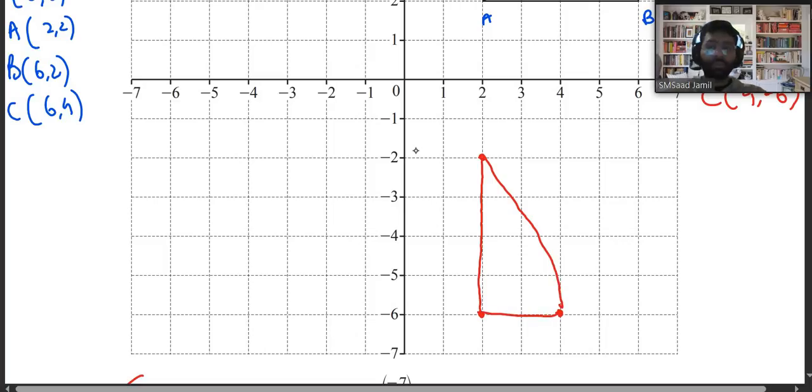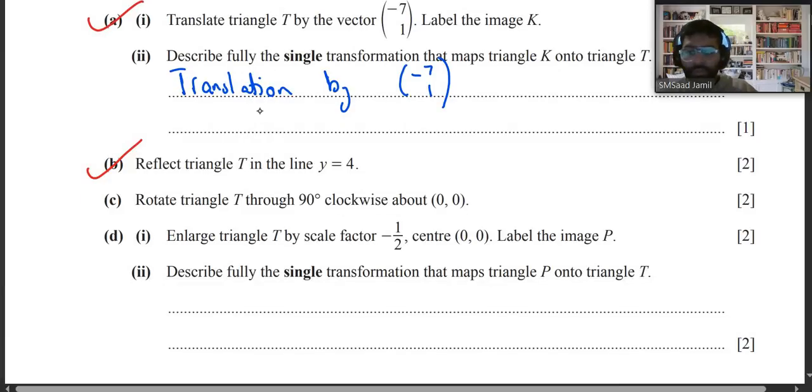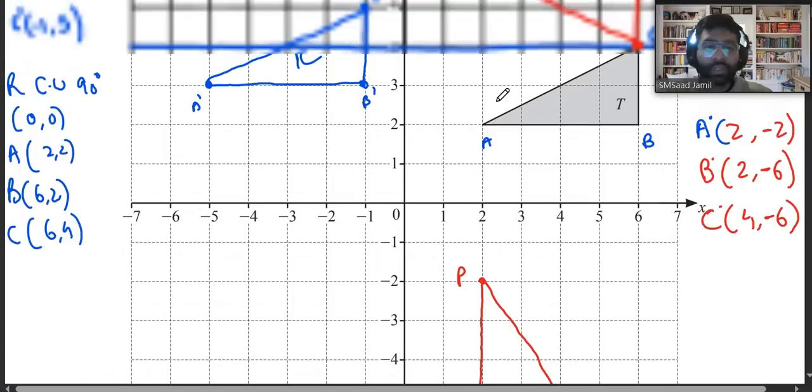Alright, of course you guys will use a scale. So I hope you get this part now. So let's call this P, Q, R. Okay. We are done with this part as well. Now it says enlarge triangle T by the scale factor minus 1 upon 2, center 0 comma 0. Label the image P.